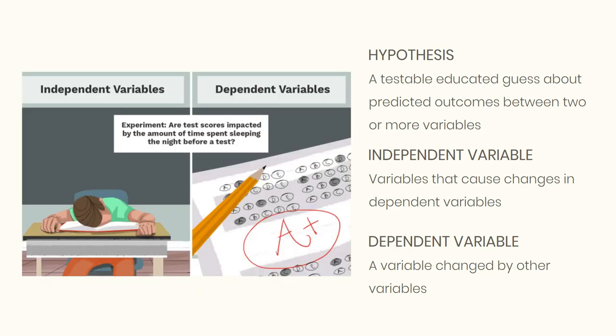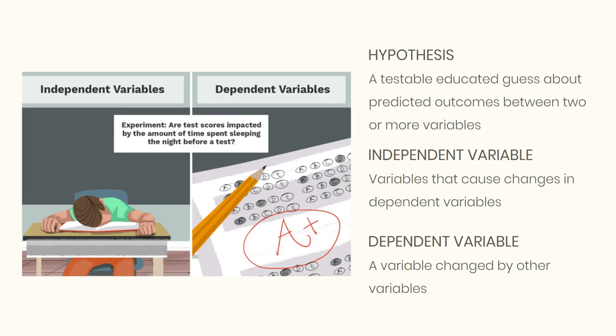Now, let me give you an example of something that might be a sociological question: are test scores impacted by the amount of time spent sleeping the night before a test? Here, as you can see, the independent variable is amount of time spent sleeping, and the dependent variable is the grade that you get on your test. So again, does the amount of time that you have sleeping impact your test? Okay.